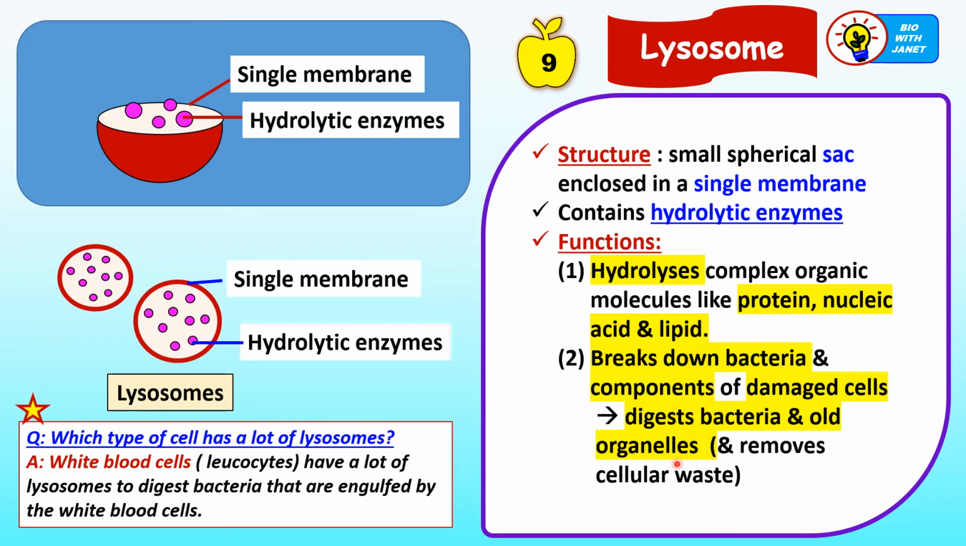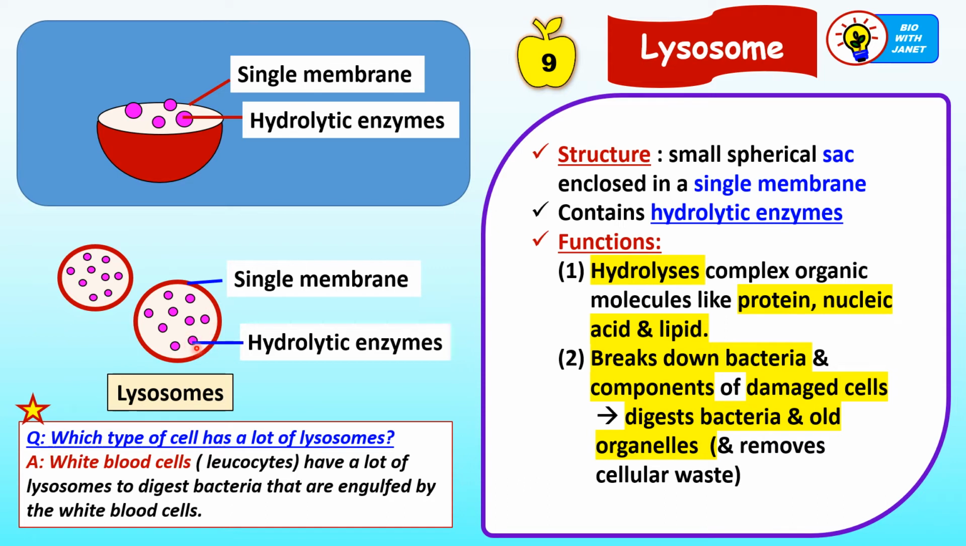So it digests the bacteria and old organelles and then removes them. So through that way, it removes them. So it digests and removes the waste inside the cell. That's why I say it is like the waste disposal unit. So here we can see the cross-section of a lysosome. It has only a single membrane, unlike the mitochondria or chloroplast.